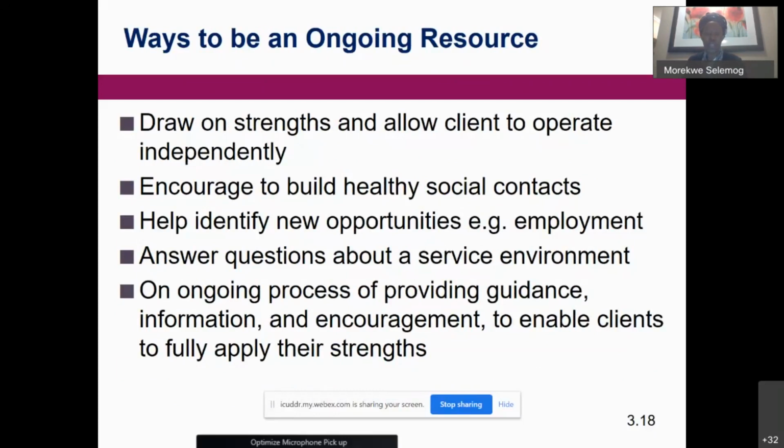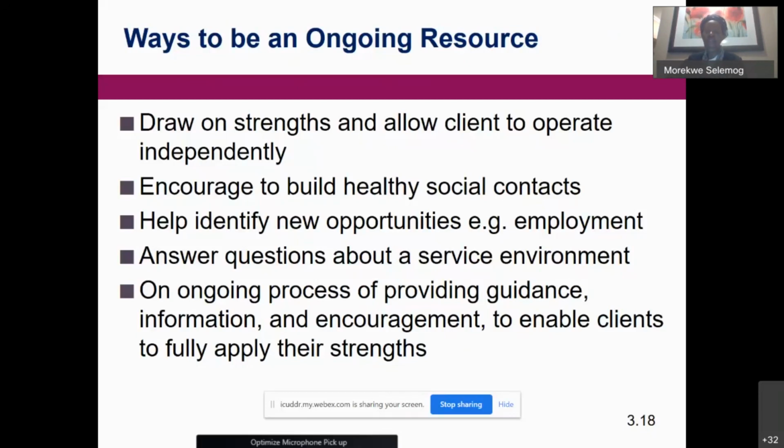Sometimes what you can do as a case manager is, because of the information that you would have gotten from your intake, from your thorough assessment, you are able to identify the healthy social contacts that she or he has as a client. You want to also identify new opportunities, and this is unearthed by your assessment and your intake. An example of that would be employment.